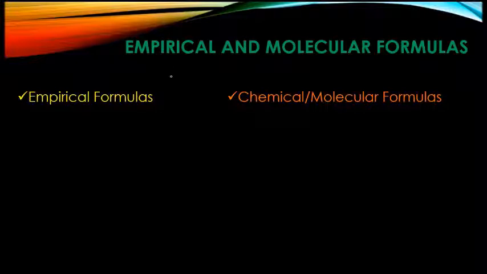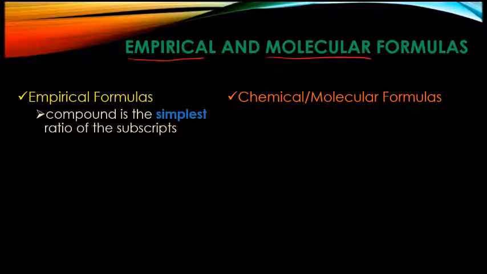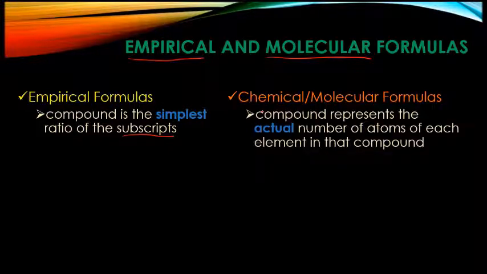Now, empirical and molecular formulas. Hopefully this is a review of last year. Empirical formulas are compounds in their simplest ratio of the subscripts. So it's a compound that shows that simplest ratio. Now the chemical or molecular formulas, and we use chemical here because sometimes they're not actually molecules, but for the most part you're going to see these as organic molecules where there's carbon, hydrogen, oxygen, nitrogen, and other nonmetals in it. But occasionally they'll have one that could be an ionic compound or something like that. It's a compound that represents the actual number of atoms in each element in that compound.